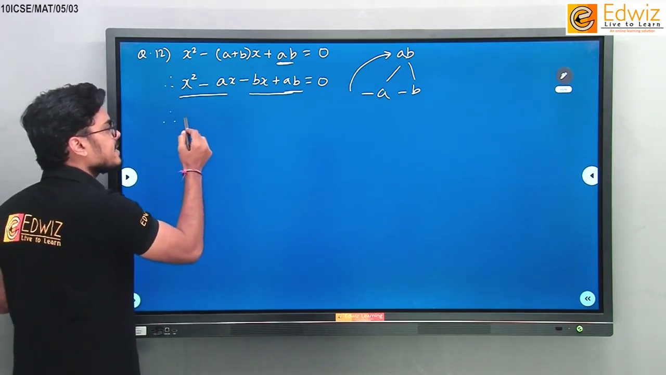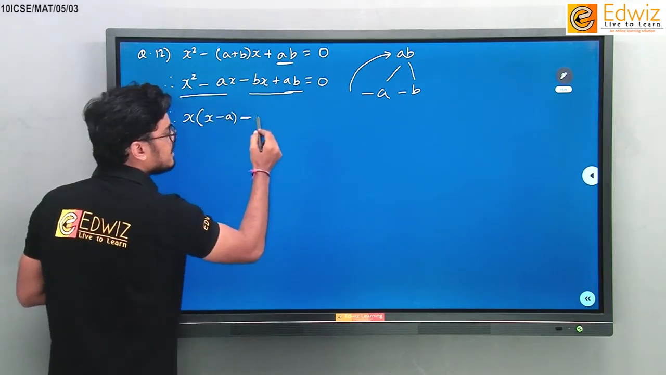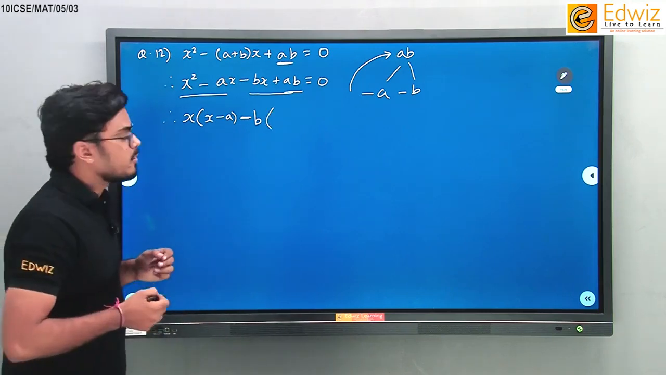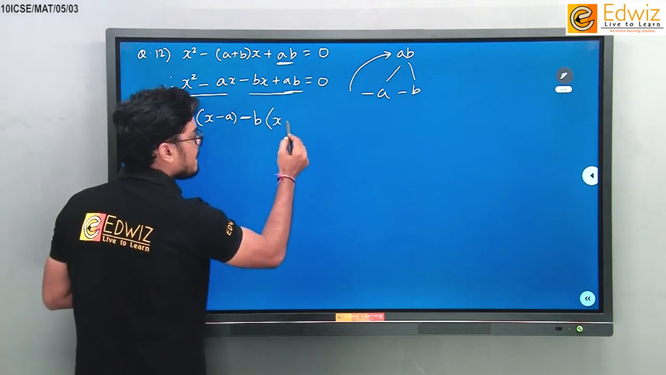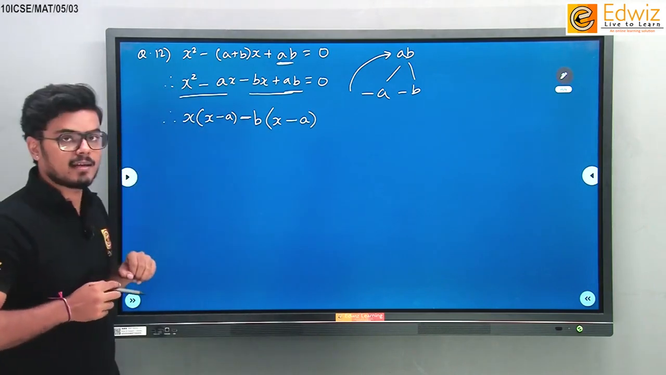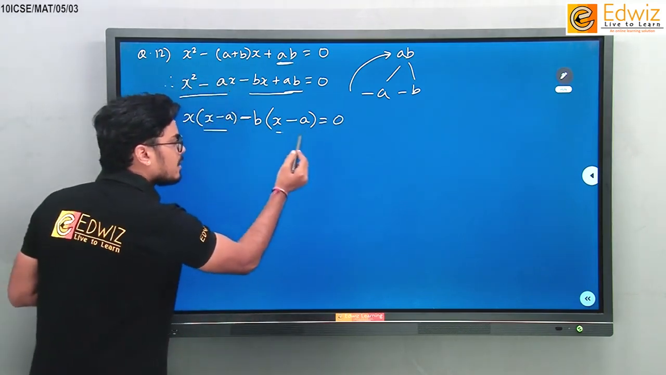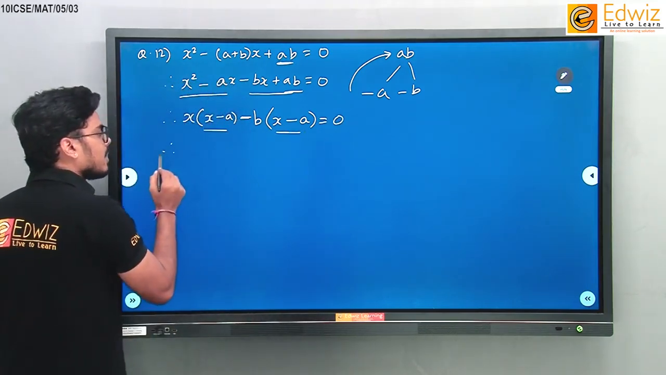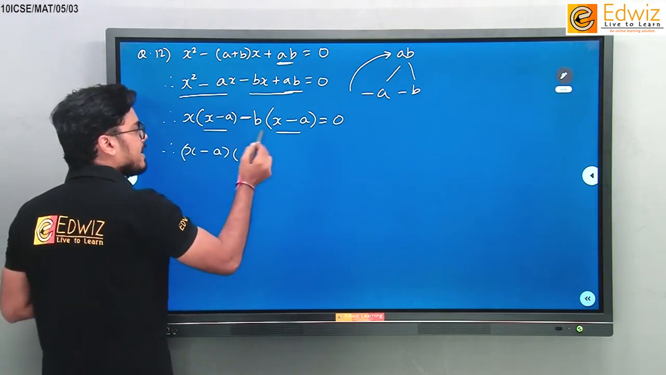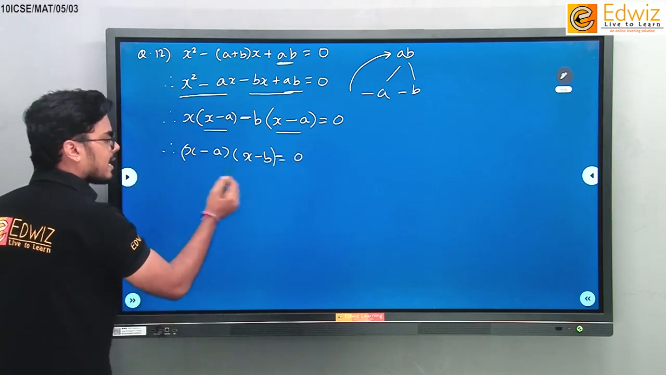Here you can see x is common, so x minus a. Here you can say b is common, so I am taking minus b common. So in the bracket you will get x minus a. Why? Because the sign will always change if you take a negative number common, equal to 0. You can see we are getting both the brackets equal. Let it come outside. You will get x minus a multiplied by x minus b.